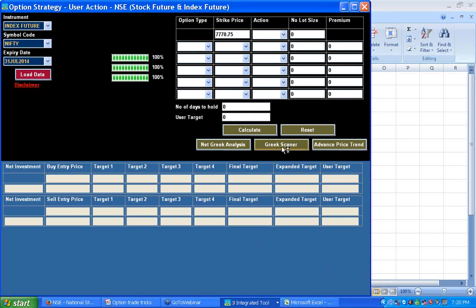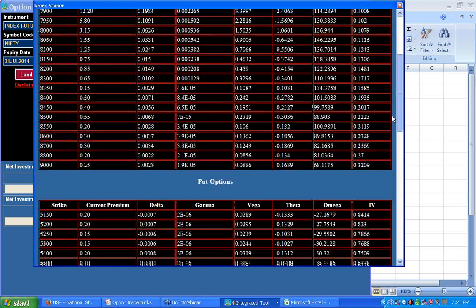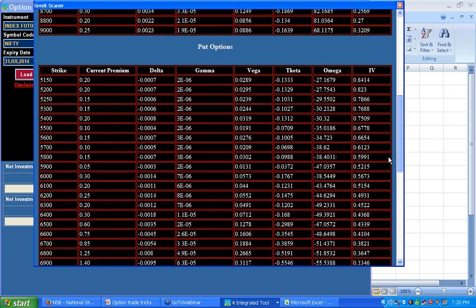So I'll just hit my Greek scanner here. This gives me the delta of all. The 7700 call option has a delta of 0.81, and similarly 7800, 7900, I'm getting all these. 7900 has a premium of 12 rupees, and I'm getting its delta as well. For 7850, 7800, I'm getting all these premiums and deltas. In the same way I am getting the put side delta also.